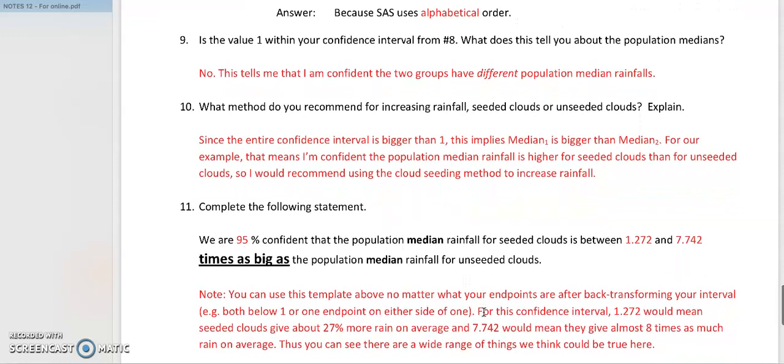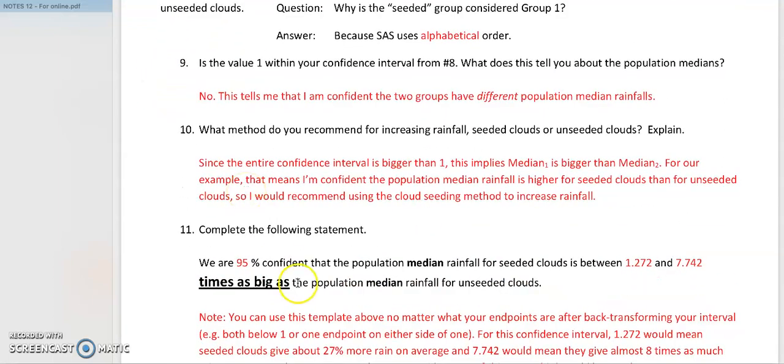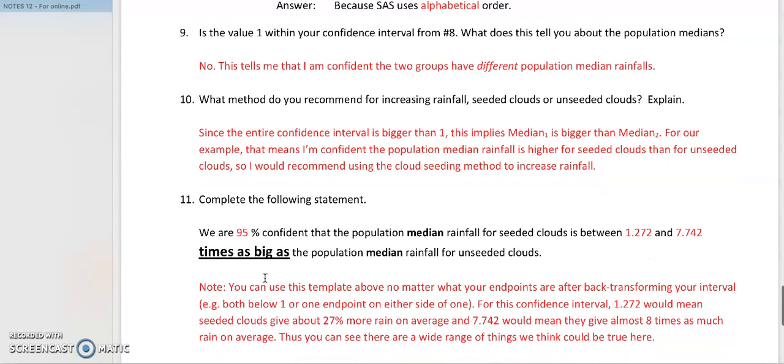And what you'll notice is in the past I would have said something like it's this many inches taller or pounds heavier. When we're talking about these two independent sample problems and our confidence interval is representing a ratio of population medians, our conclusion is going to be what we call a multiplicative conclusion. It's telling us how many times bigger one thing is than the other.